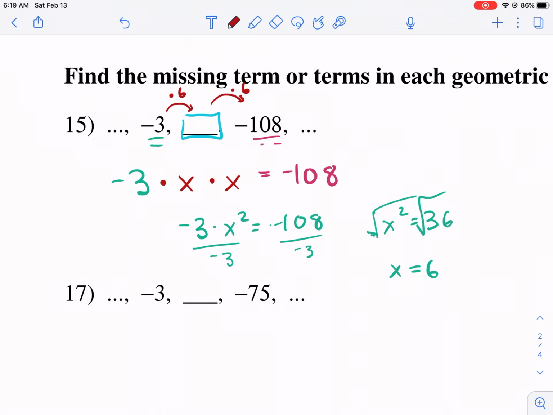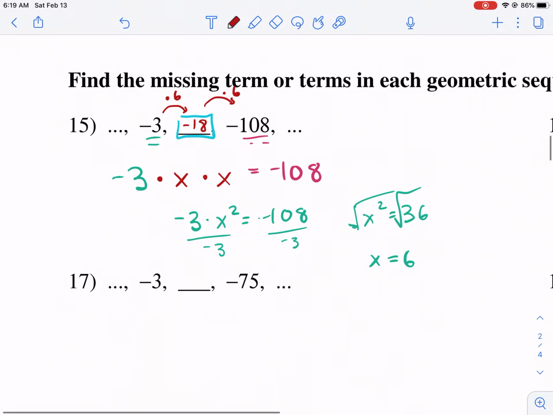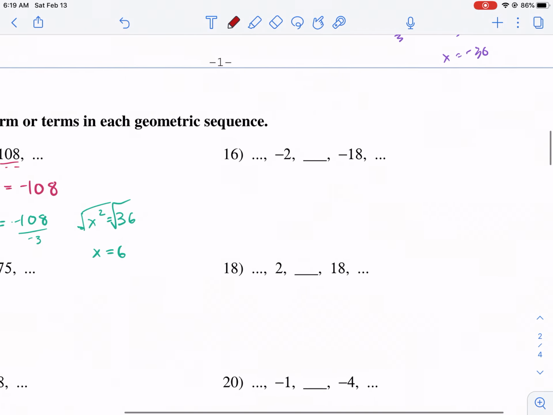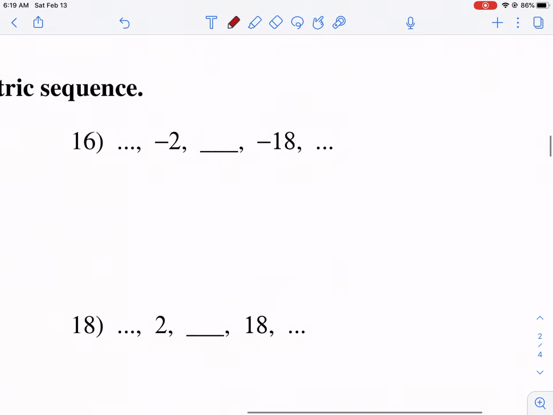So we're going to go ahead and multiply negative 3 times 6, and that gives us negative 18. And then negative 18 times 6 is negative 108. So that's how we do this problem, by first finding the change. Now let me show you one more time how this works. So here we recognize again, we multiply by x. We're multiplying by x twice. So we do negative 2 times x times itself twice, x squared equals negative 18.